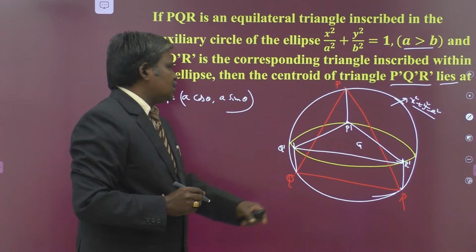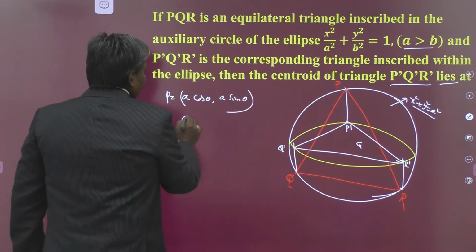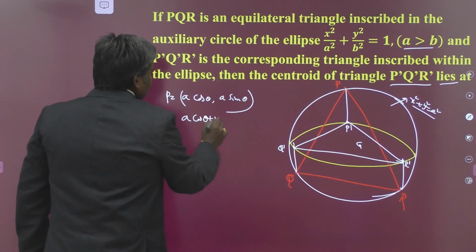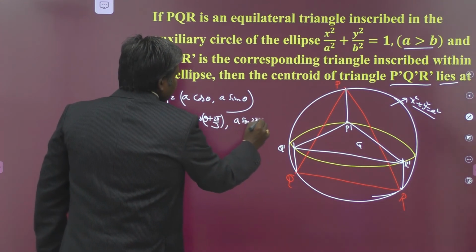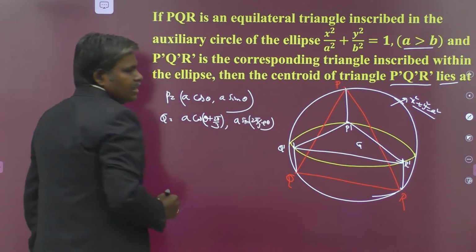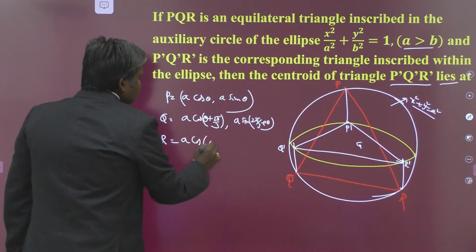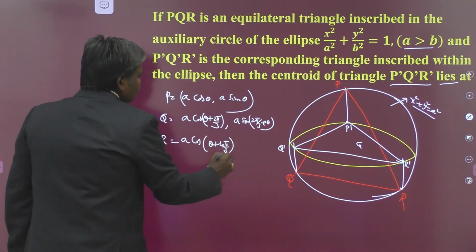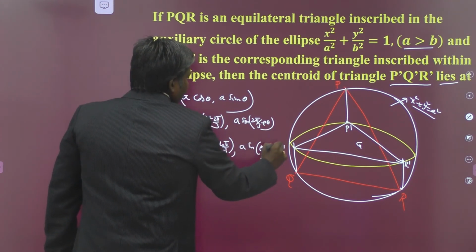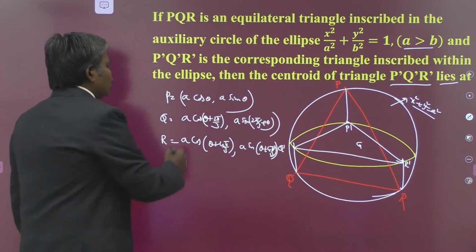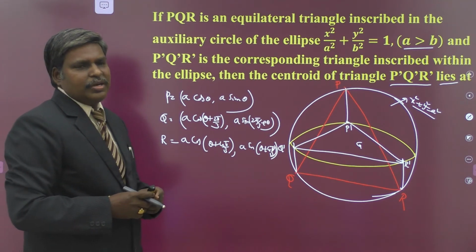Your three vertices PQR are there. The triangle is an equilateral triangle. So we take the coordinates of Q as a cos theta plus 2 pi by 3 comma a sin theta plus 2 pi by 3. And R is equal to a cos theta plus 4 pi by 3 comma a sin theta plus 4 pi by 3. This is the one and only logic you have to choose. After constructing those 3 points, your job is automatically over.